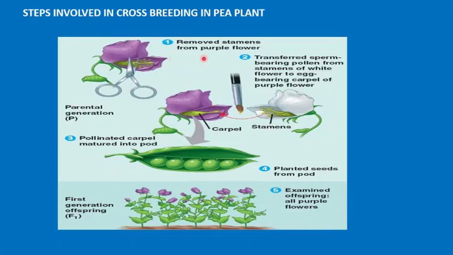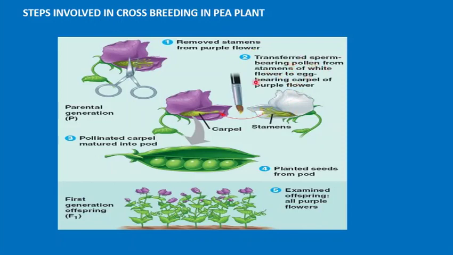So, the first step, which you have already learned in the last chapter, was emasculation. He took the flower on which the seed has to be produced, that is a violet flower, dominant. From that flower, the stamens were removed. That process is known as emasculation. Then in the second step, there is the white flower, which is recessive. This is dominant, this is recessive.